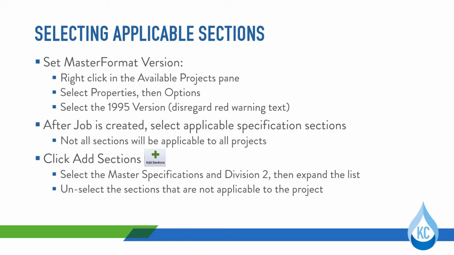Once this property is set, you are ready to add the Green Stormwater Infrastructure master specifications to your project. Since not all the standard sections will be applicable to every project, the user is able to pick and choose which ones apply.